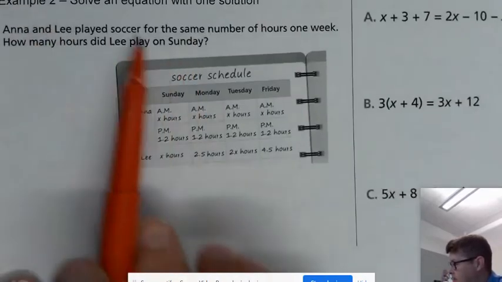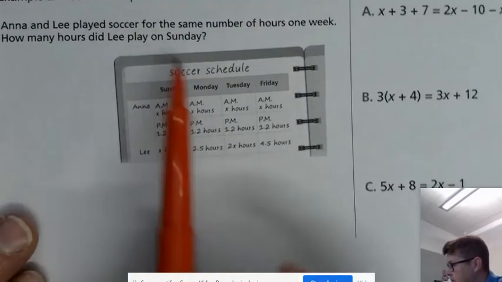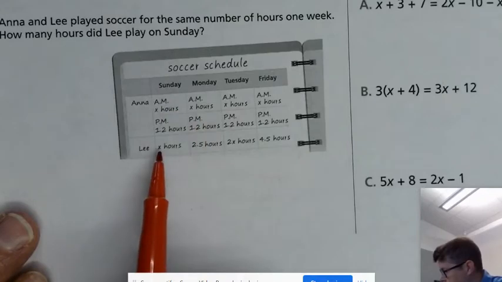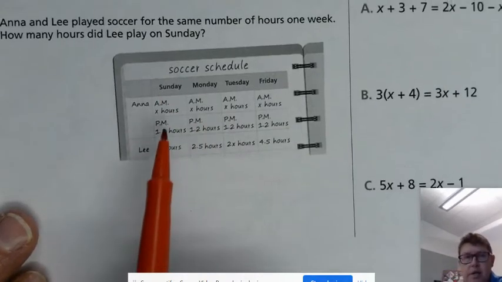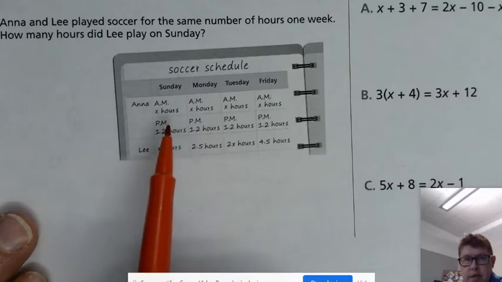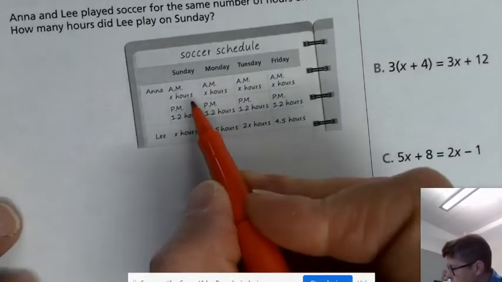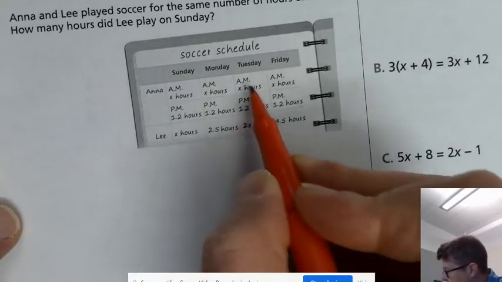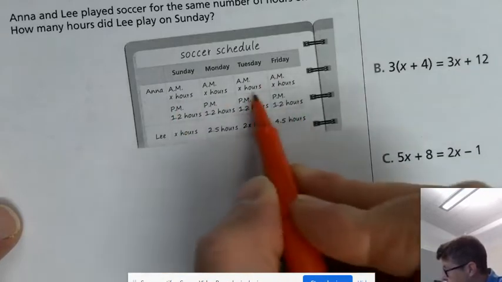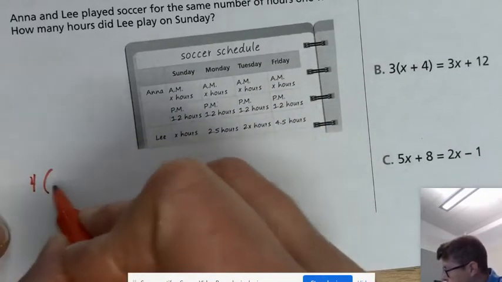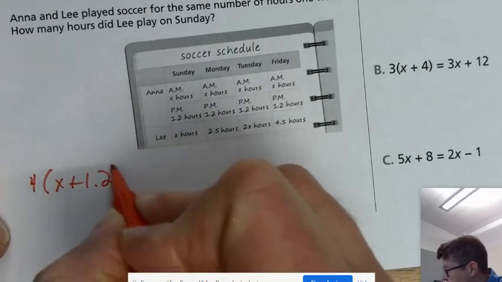Anna and Lee played soccer for the same number of hours 1 week. How many hours did Lee play on Sunday? So that's our Sundays right there. Okay. All right. So Anna practiced twice a day, 2 a day. So x plus 1.2 for Anna. She did the same every day. So 1, 2, 3, 4. So 4 times x plus 1.2.